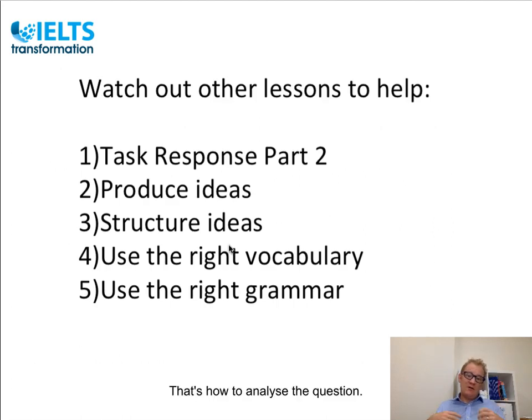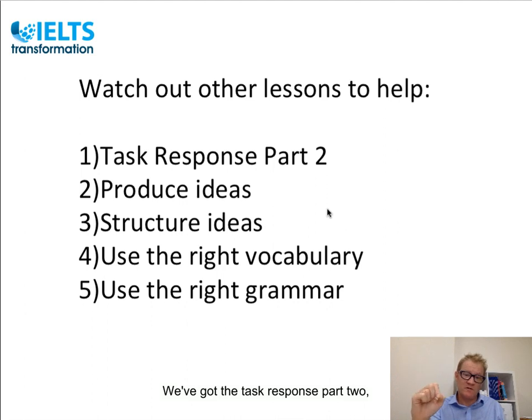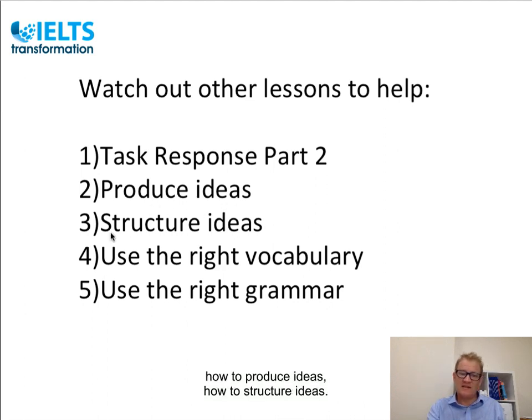So that's how to analyze the question. Read it very carefully. Think to yourself, what do I know about this? Analyze it. Ask yourself when, where, what, why, how, who to get ideas. Get 4 ideas in a plan, which we will talk about. We're going to talk about these other parts as well. We've got the task response part 2, how to produce ideas, how to structure ideas. All of these are essential to get the right score.